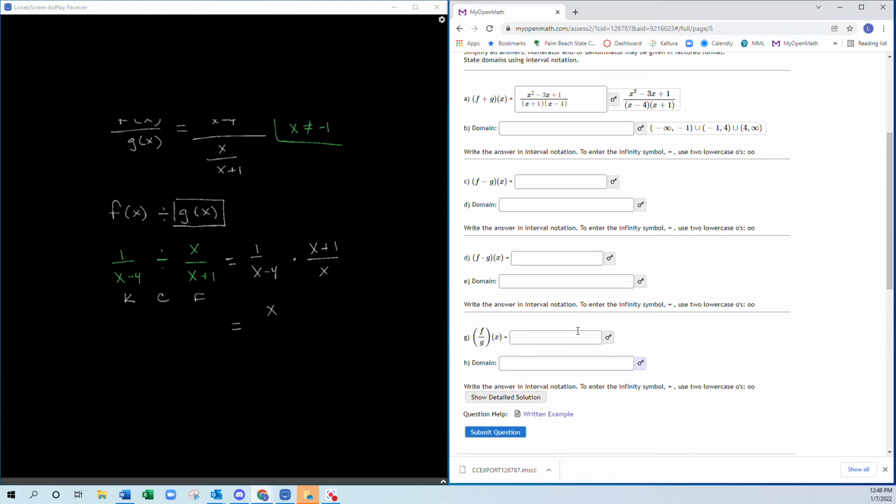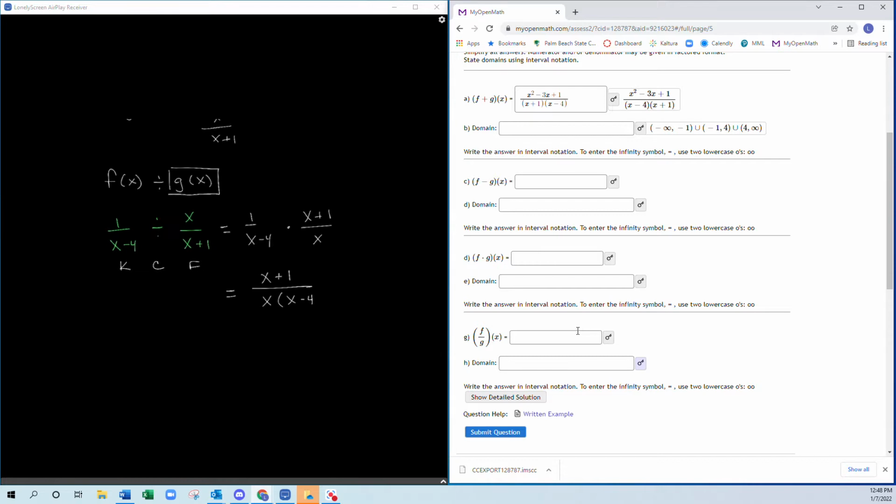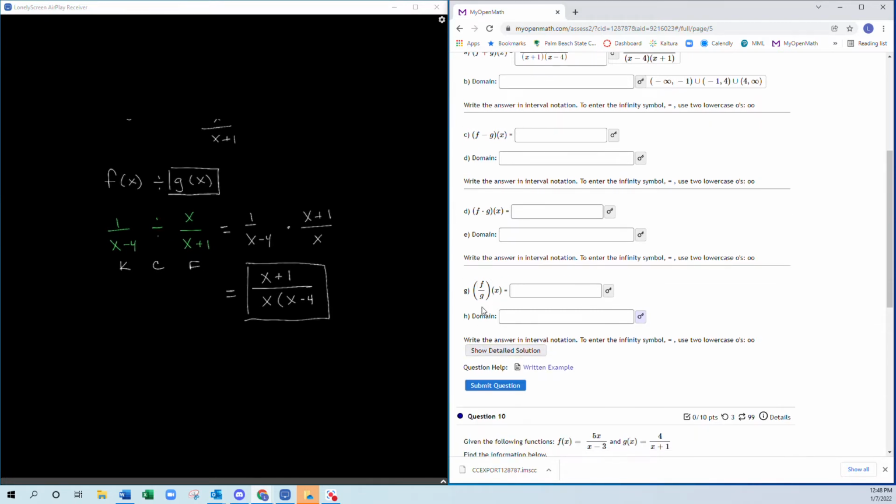Here x plus 1 is in the numerator because we're multiplying the two fractions together, numerator times numerator, denominator times denominator. You don't have to multiply the denominator out. You can leave it in factored form, so that would be x times x minus 4. All right, so this is going to be the answer for the division of f of x over g of x for question G.